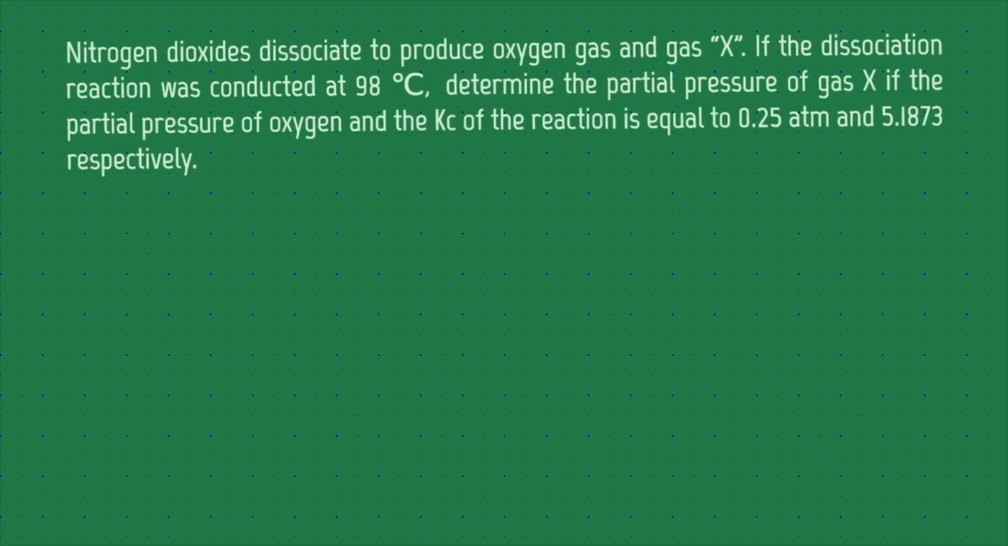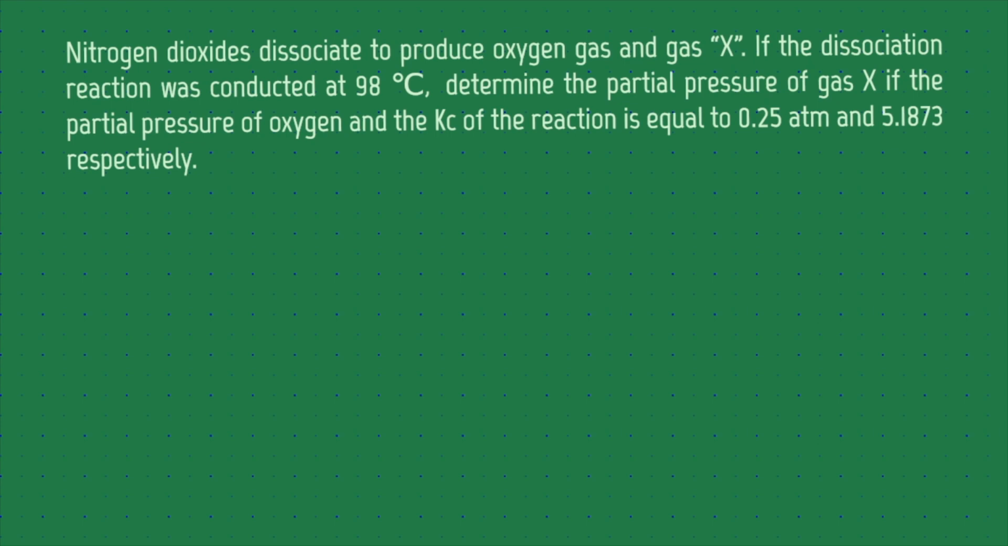Question number 5. Nitrogen dioxide dissociate to produce oxygen gas and gas X. If the dissociation reaction was conducted at 98 degrees Celsius, determine the partial pressure of gas X if the partial pressure of oxygen and the Kc of the reaction is equivalent to 0.25 atm and 5.1873 respectively. Alright, so this is a rather direct question.